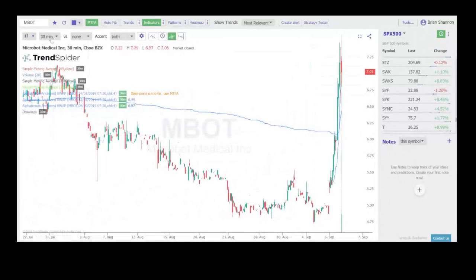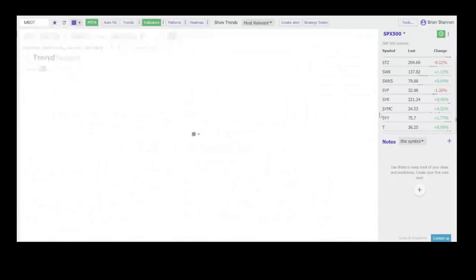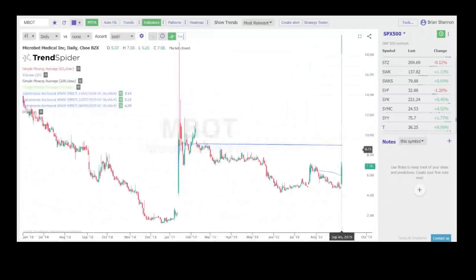Similar over here. If it continues to move higher, the level of interest to look for a potential turn would be up here. Let's say $9 to $9.25 per share would be where to look for that.